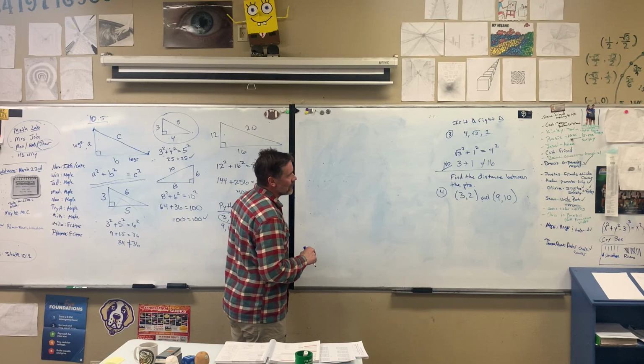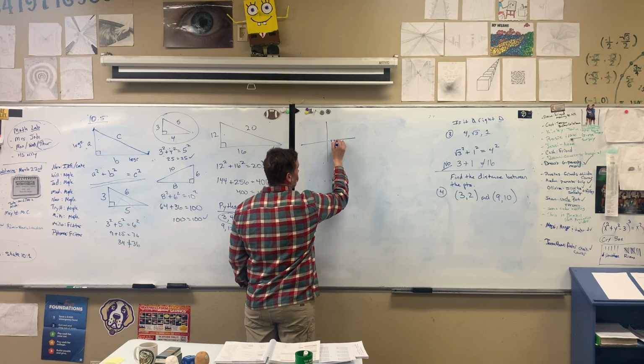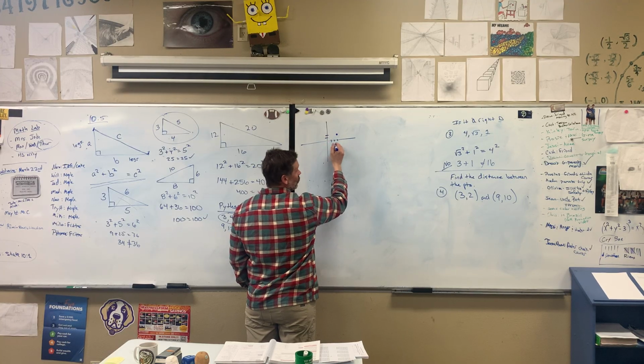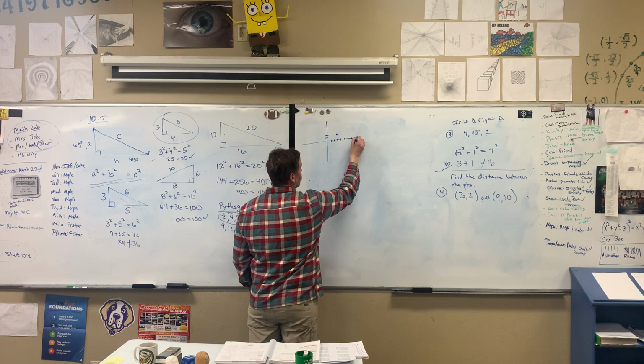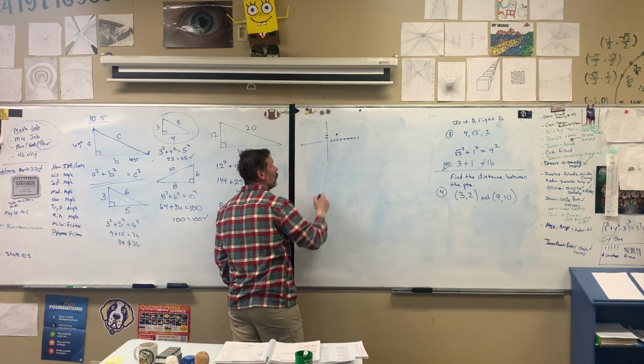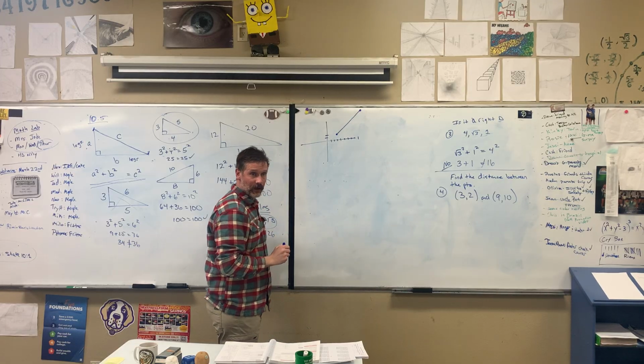So what I'm looking at here is, if I were to graph these 2 points over here, 1, 2, 3, up 2, right? And so there's the point, and then over 9, 3, 4, 5, 6, 7, 8, 9, then up 10, somewhere up there. Okay, there's my 2 points. I want to find the distance between the 2 points.